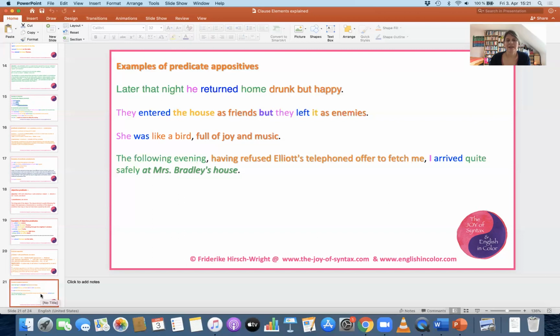And I could add the information after I had refused Elliot's telephone offer to fetch me. And I could actually add this adverbial subclause at the end, or in the very beginning, or even in the spot where it is now. I could say the following evening, comma, after I had refused Elliot's telephone offer to fetch me, comma, I arrived quite safely at Mrs. Bradley's house.